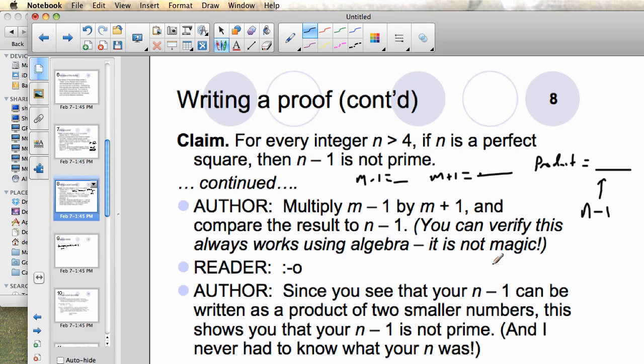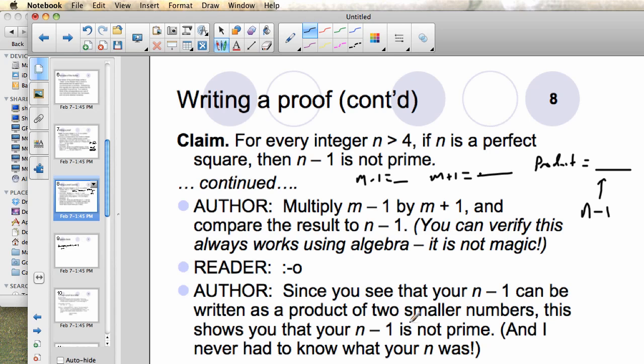So back here, I now can just explain to you, and again, I don't know what your number is, but I can say that on your page, you now have the number n minus 1 written as the product of two smaller numbers. In other words, it's written down as two numbers neither of which is 1. And so, therefore, what you have on your page shows you that your n minus 1 is not prime.